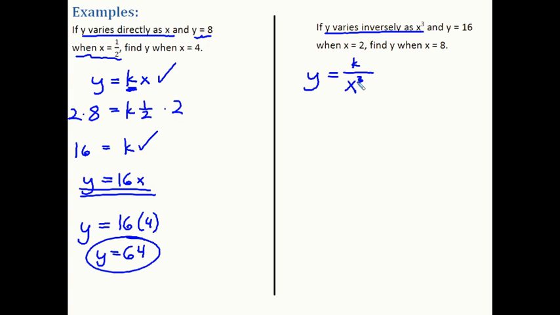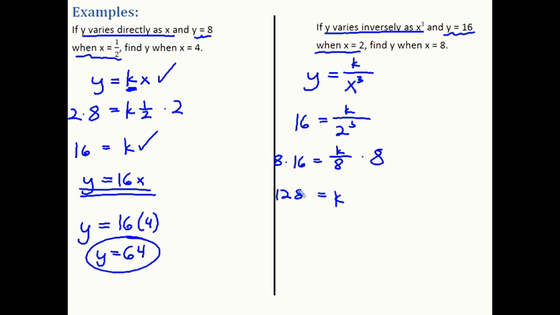So that's the equation we need for varies inversely. We're going to go ahead and plug in the specific situation, y equals 16 when x is equal to 2. And by plugging that in, we can solve for k. And so this gives us 16 equals k over 8. We're going to go ahead and multiply both sides by 8, and we get k is 128.